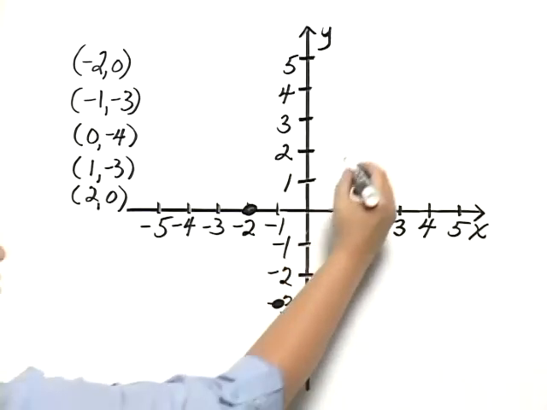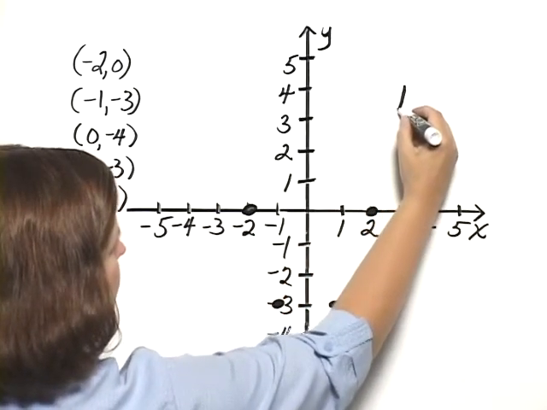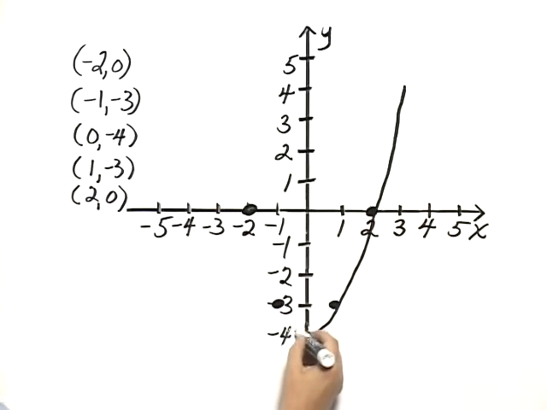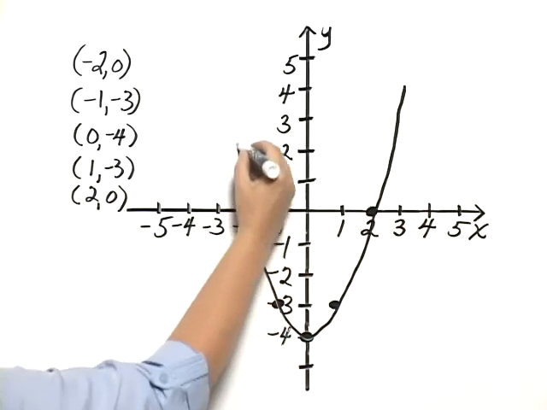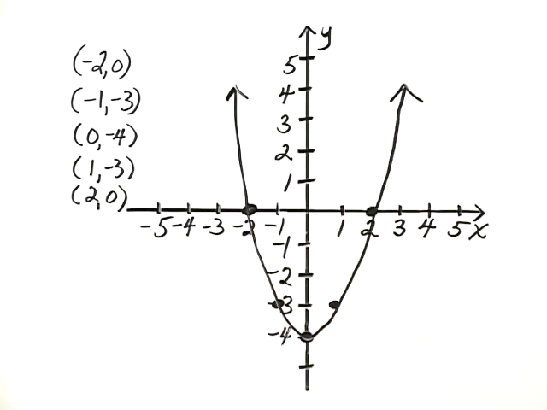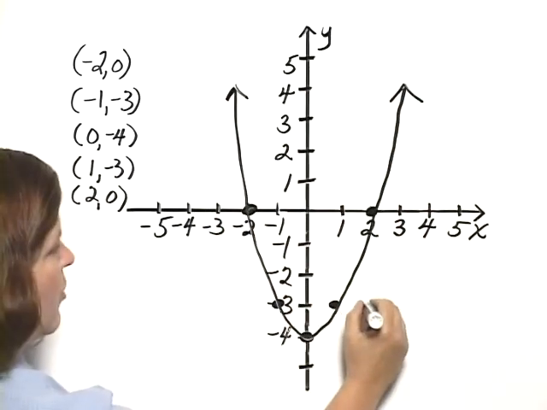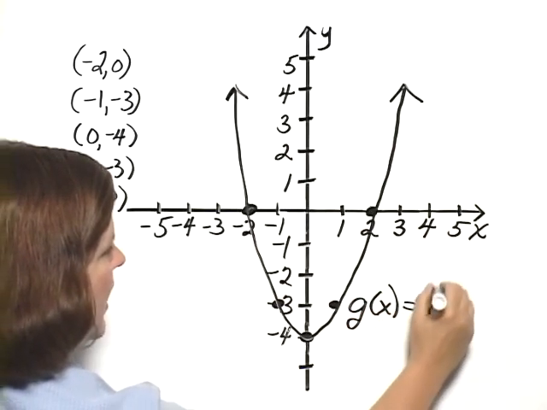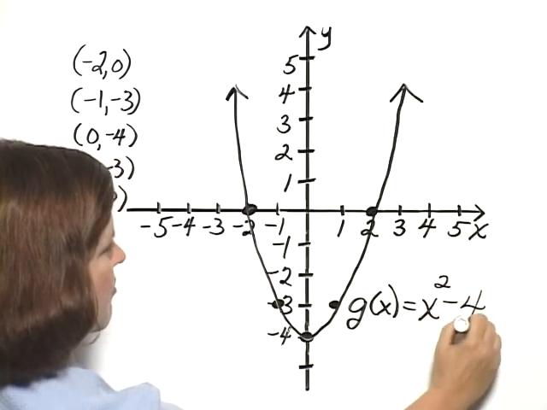And now we can sketch the parabola, coming down, turning here, and going back up. And finally, we'll label the graph with g of x equals x squared minus 4.